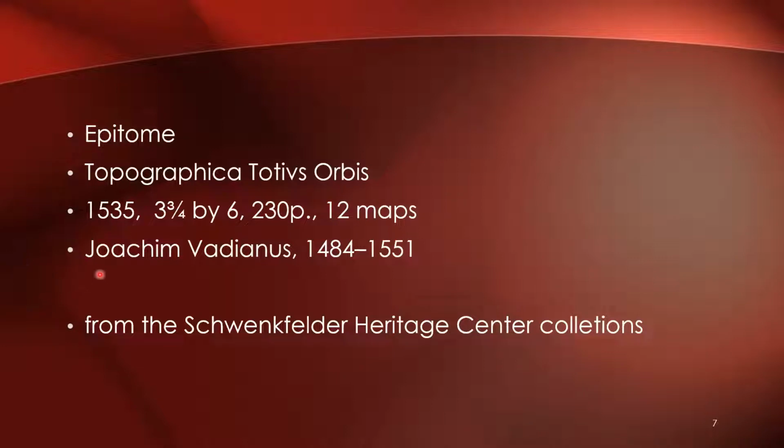A man by the name of Joachim Vadianus also published maps, and his book was Epitoma Topographia Totius Orbis, printed in 1535. It was a rather small book, 3 3/4 inches by about 6 inches, consisting of 230 pages with an appendix of 12 maps. And this book that I'm showing you comes from our own collection here at the Schwenkfelder Heritage.